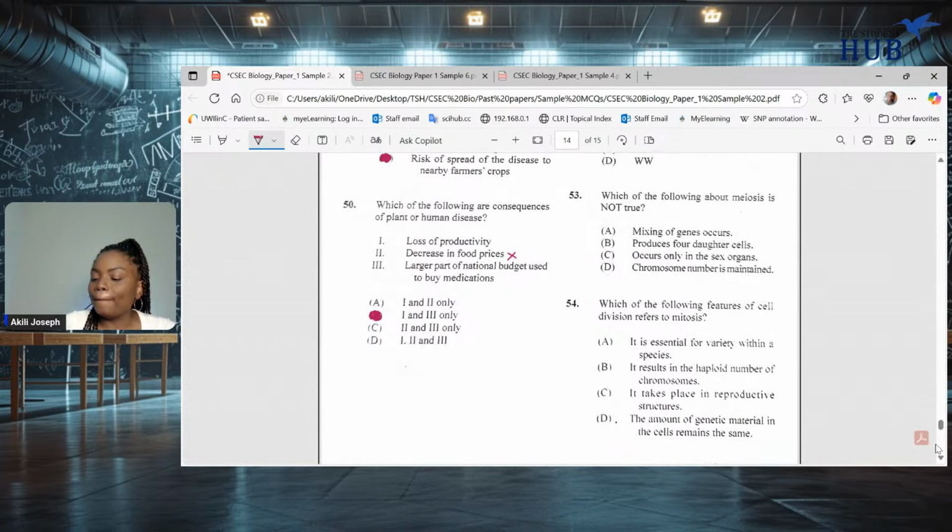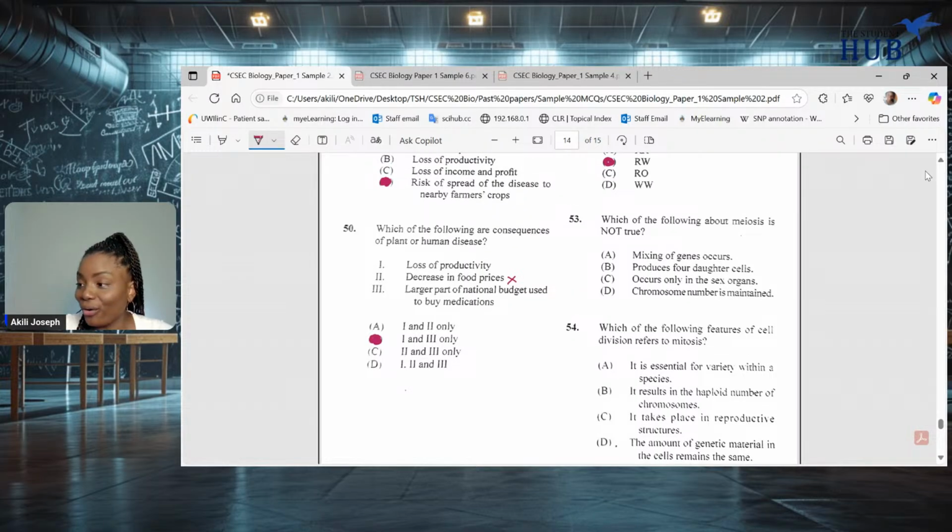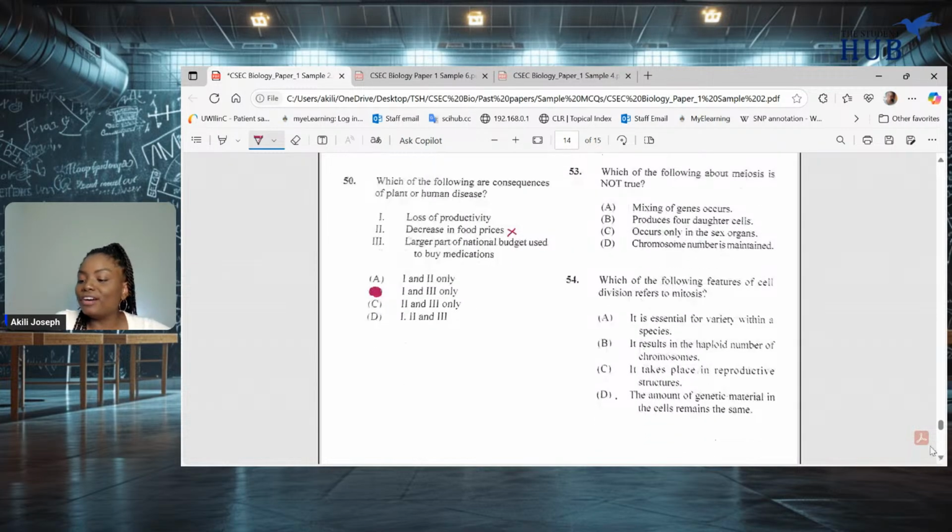Which of the following about meiosis is not true? If you chose C, Deja, you'd have been wrong, eh? Paying attention to those capital letters there. Mixing of genes occurs, produces 4 daughter cells, occurs only in sex organs, or chromosome number is maintained. It's going to be D.